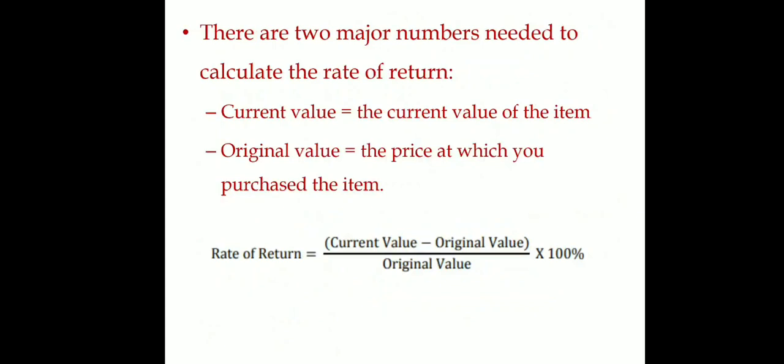And there are two numbers needed for calculating rate of return or discount rate, that is current value and original value. Original value is nothing but the initial investment that we have already known, that we have purchased some method or some equipment. That is the cost of the product, the initial investment or original value, and we will definitely sell it with a profit. That is known as current value of the item.